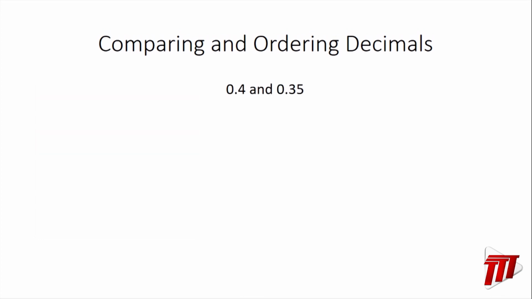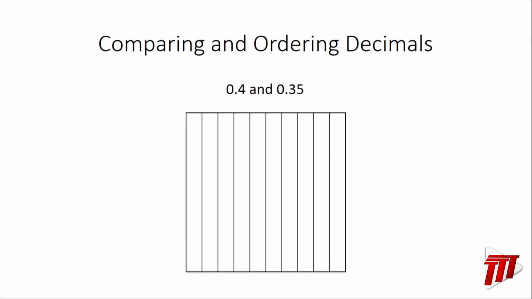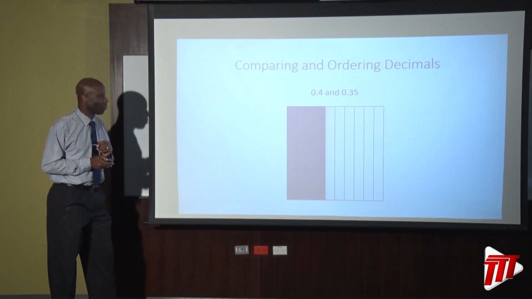What about 4/10 and 35 hundredths? Again, we are dealing with two values that are less than 1 whole. So I am only going to need 1 whole to represent them. I'm going to represent 4/10 first. So as with the previous examples, I'm going to divide my whole into 10 equal parts. 4/10, that would be 4 out of 10 equal parts.